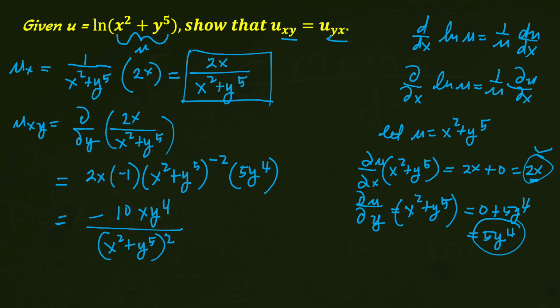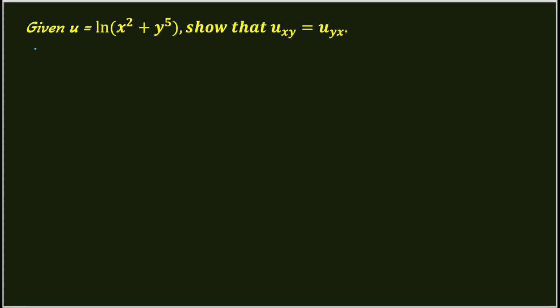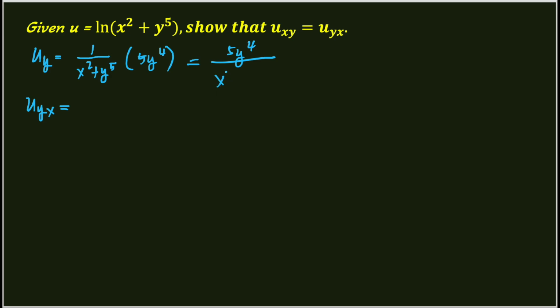to demonstrate to you the value of u sub yx. Continuing the process here with u sub y, then u sub y will be equal to 1 over x squared plus y to the fifth power times the partial derivative of u with respect to y, and that is equivalent to 5y to the fourth. And then we'll have u sub y with respect to x, and that will be equal to 5y to the fourth power over x squared plus y to the fifth power.